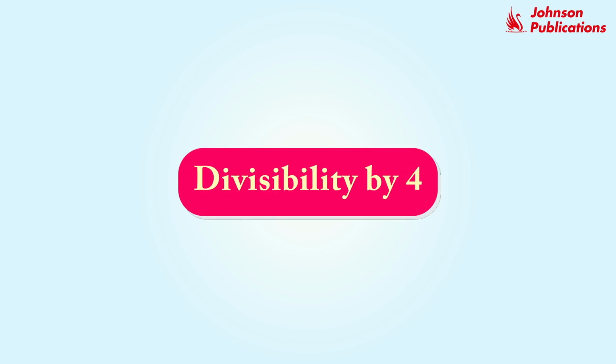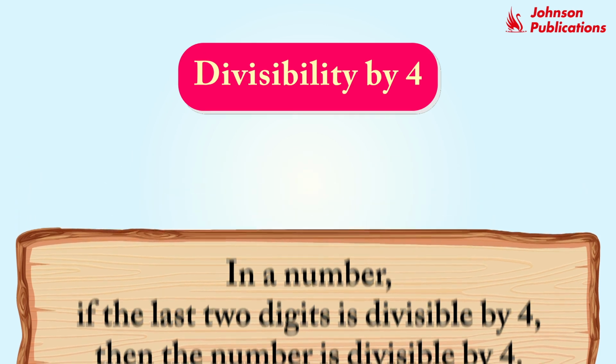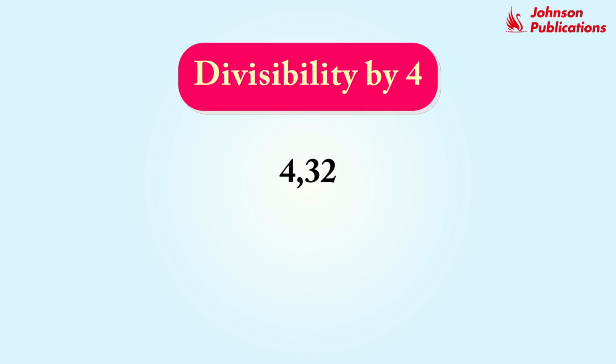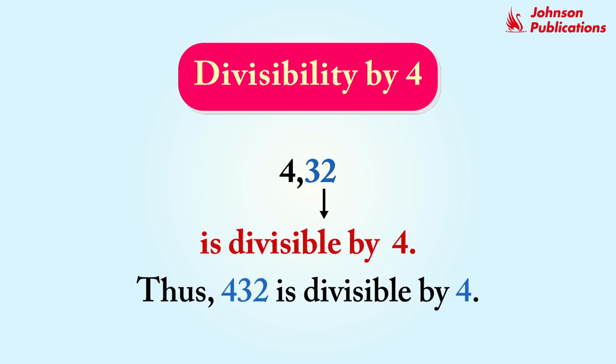Divisibility by 4. In a number, if the last two digits is divisible by 4, then the number is divisible by 4. For example, look at this number. The last two digits is 32, which is divisible by 4. Thus the number is also divisible by 4.